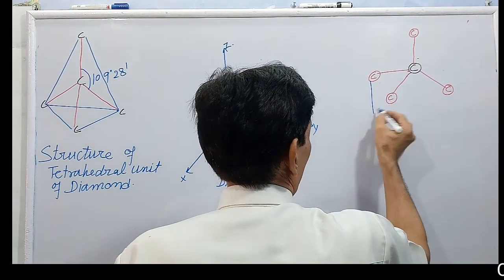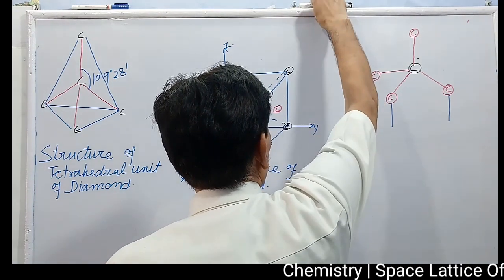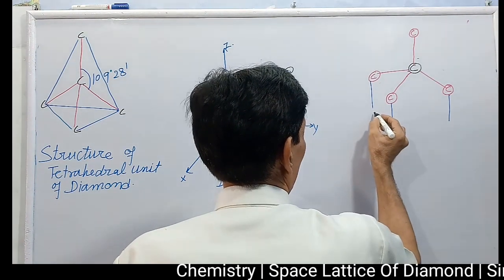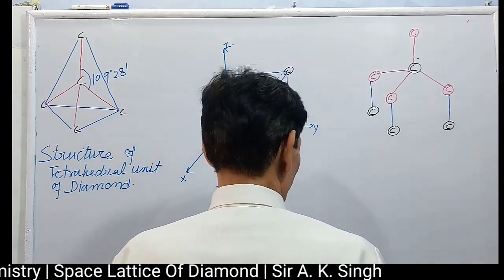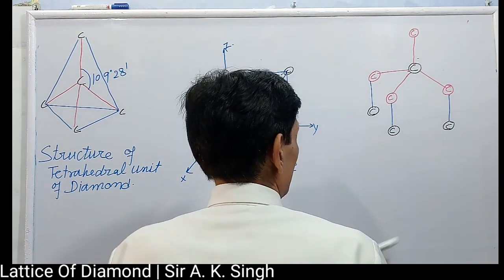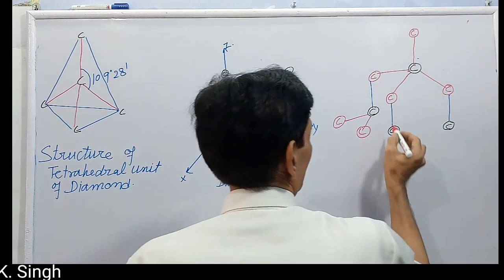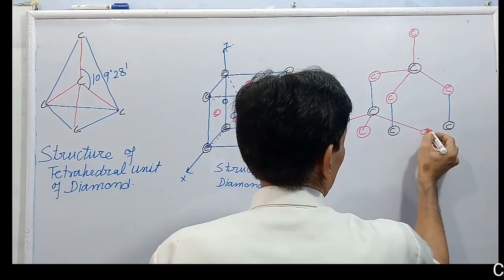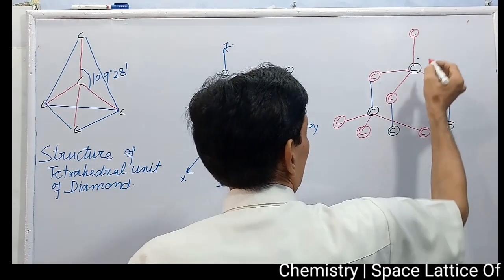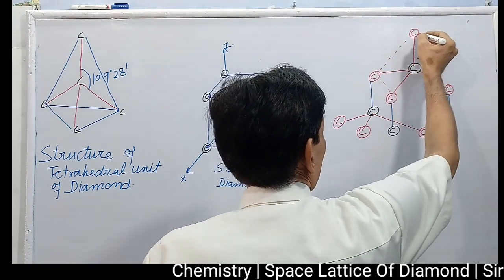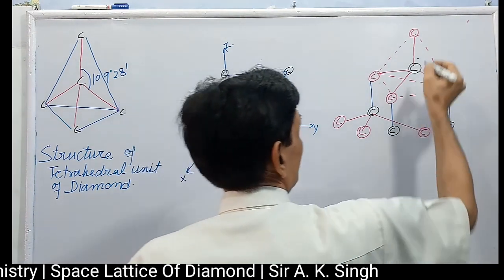Now next point is, 1, 2, 3. Now for these carbon atoms here, we have to complete their tetrahedron. Then the tetrahedron we can complete. I have told you that carbon I will represent by red color, 2, and third is coming here. Now 1, 2, 3, 4, these are four covalent bonds. Now see, this is the tetrahedral unit present here in this giant crystal. Remember, tetrahedral unit present here in the giant crystal.